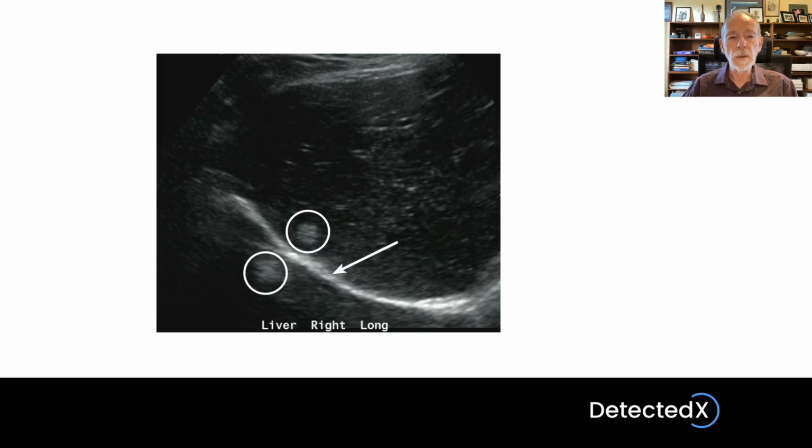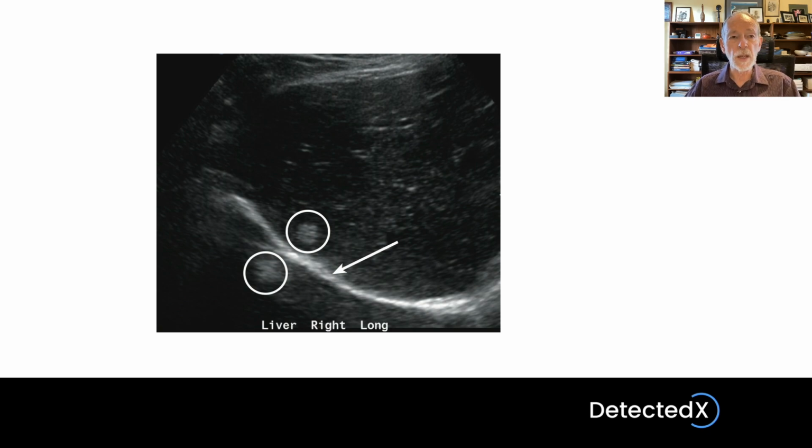Here is an example where I have highlighted with the white circles the object and its mirror image, and I've also highlighted with the arrow the diaphragm, which is the actual reflector. So you will see that that echogenic mass within the liver has been replicated deep to the diaphragm. You'll also notice there appears to be a whole lot of liver tissue behind the diaphragm. That is entirely mirror image artifact. So that is unlikely to be real tissues.